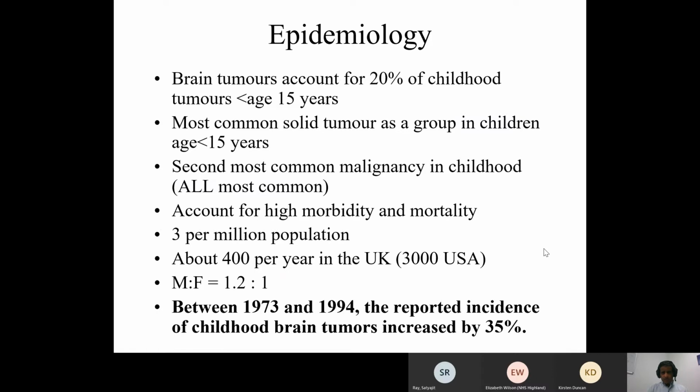So in terms of population demographics, you can say 3 per million population. Although we say 3 per million population in the UK, actually we see slightly more than that. You're looking at about 400 to 500 cases per year in the UK. There's not really much difference between male and female distribution, so 1.2 to 1.1.